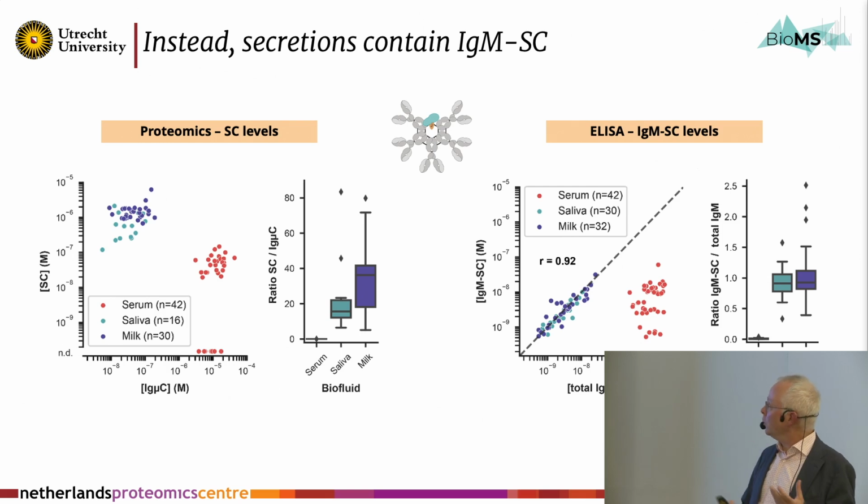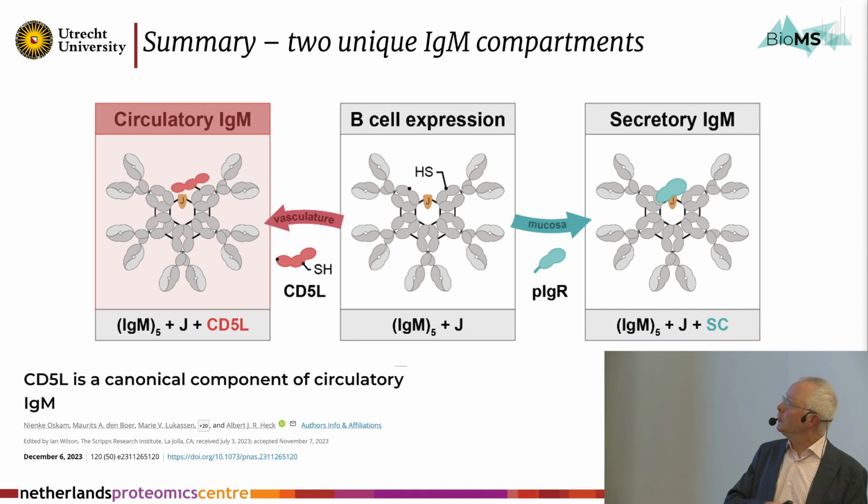So when you talk, and that's I hope what stays here, if you talk now about IgM in our body, there are two unique IgM compartments. The B cell probably produces this, but then when it goes to secretory IgM, it binds to PIGR, and that's the complex that you see over here. And if it goes to circulatory IgM, like in your blood, then it doesn't bind to PIGR, it binds completely to CD5L, and all the blood molecules are looking like this. So again, it's a sort of new feature about antibodies that we didn't know yet.